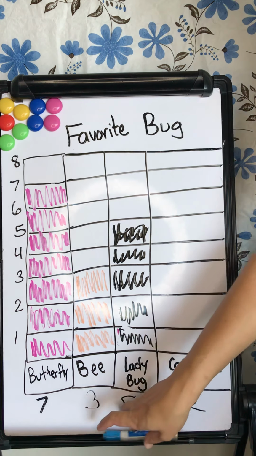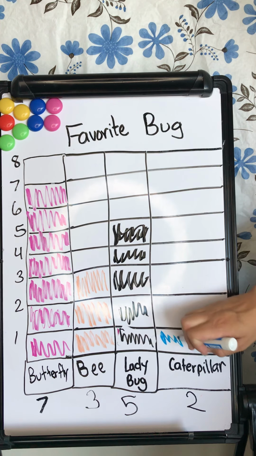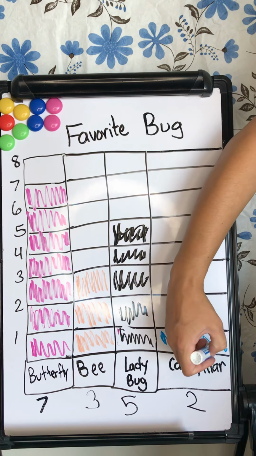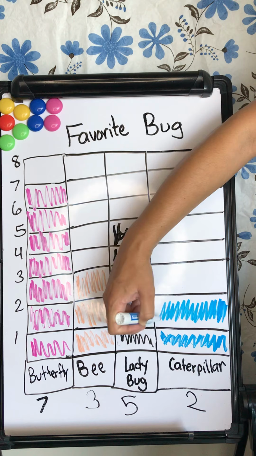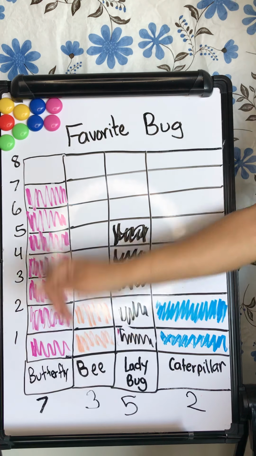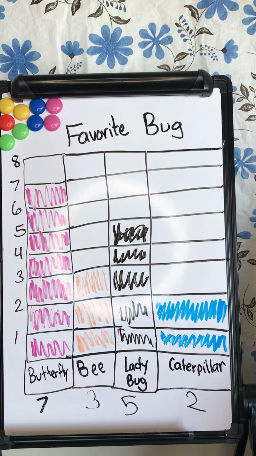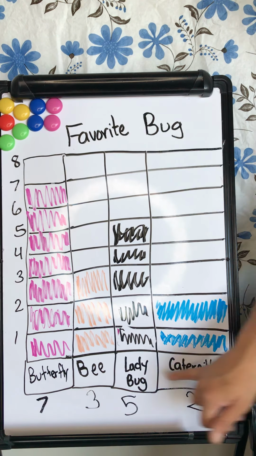How many voted for caterpillar? 2. So we're going to go up to 2. Ready? 1. Oops. 2. All right, what do you notice about the colors? They're all different. When you do a bar graph, each bar has its own special color. Why do you think that's so important? Yeah, so we can see easily which one had how many votes, right? Or how many numbers go with that one category. Because these are the categories, right?